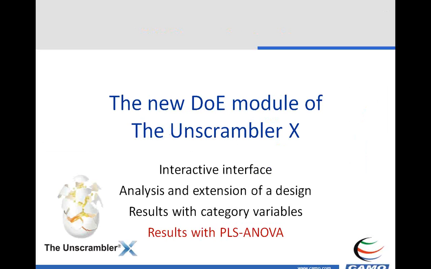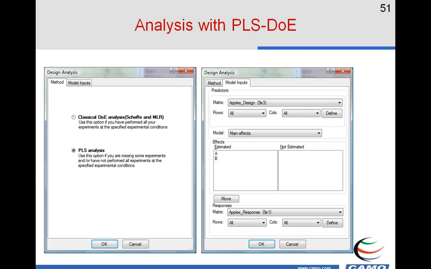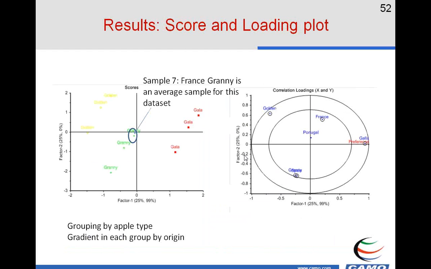So now we can look at the result when we analyze by PLS ANOVA. Same thing, I will do it on the apples, and so I check here method PLS analysis, and I will look at the main effect of those 2 variables. So what I get is the PLS result.